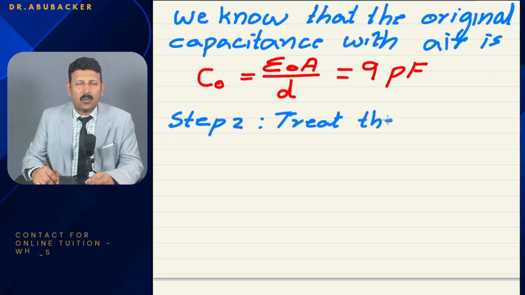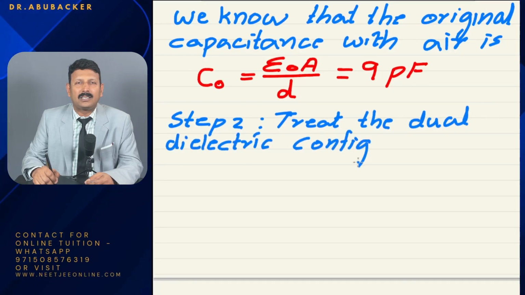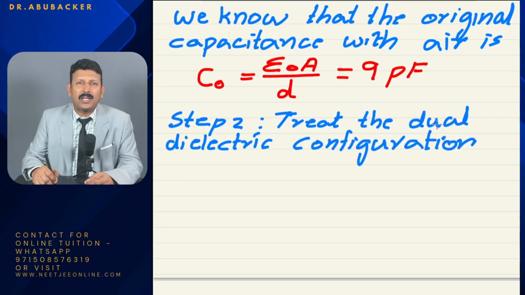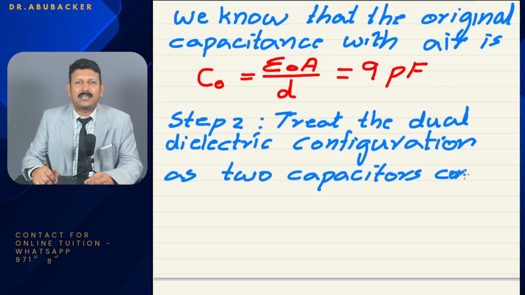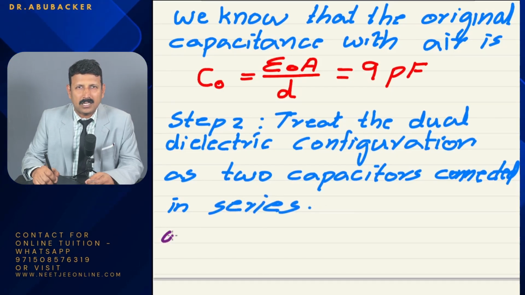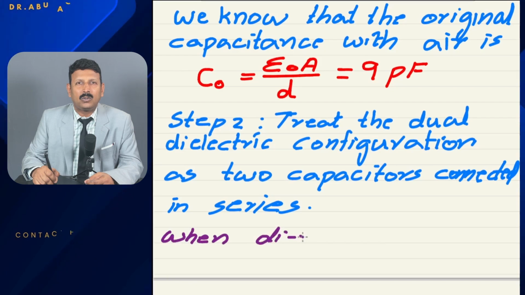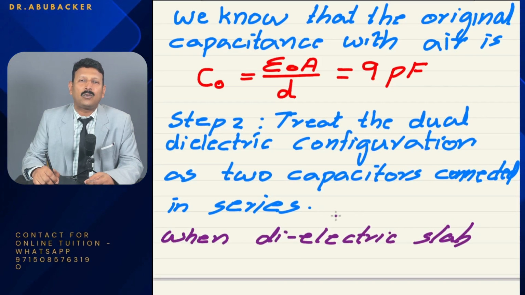Step 2, there are two pieces of material kept, right? One is with the dielectric constant K1, other one is with the dielectric constant K2. So, what we are going to do here is treat the dual dielectric configuration as two capacitors. We consider them as two separate capacitors connected in series. So, we will do the calculation for that.